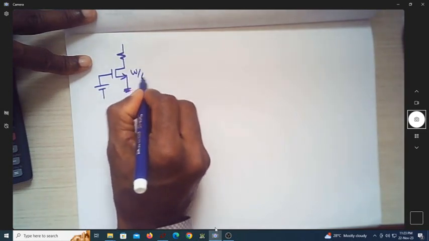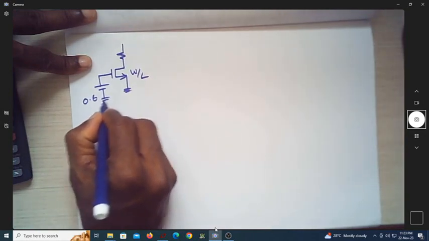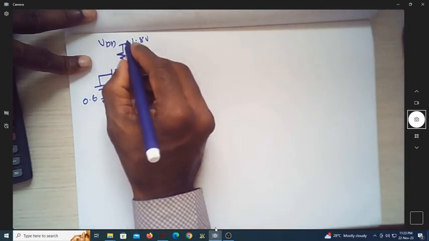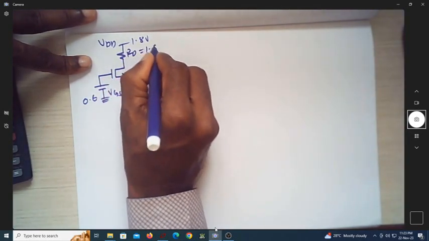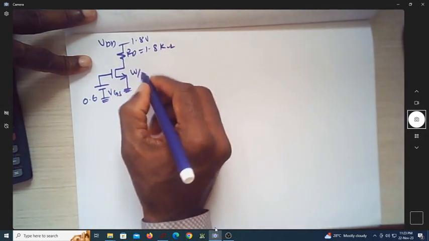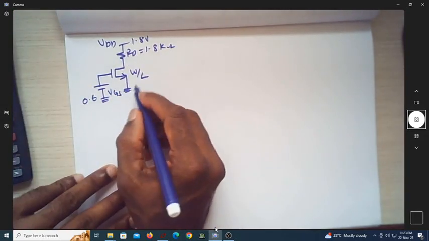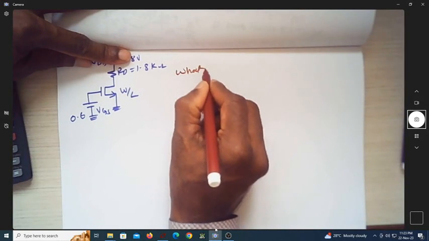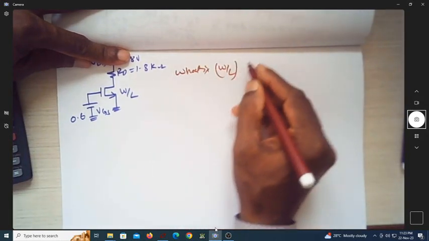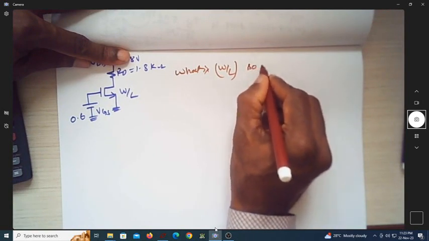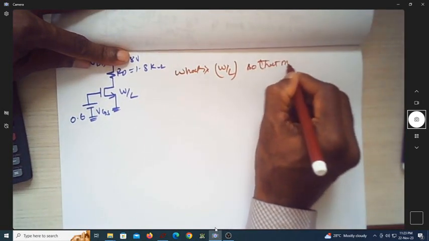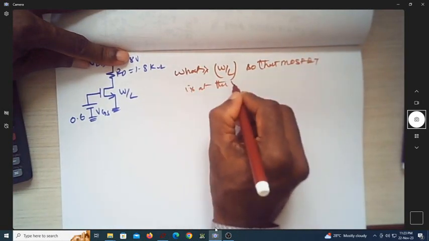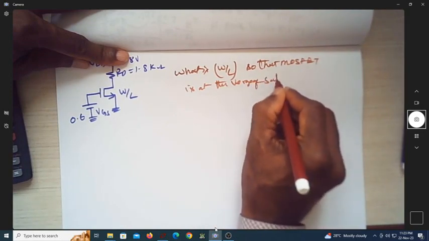This is W by L, this is 0.6 volt, this is 1.8, which is VDD, this is VGS, and again RD. Here the value is given as 1.8 kilo ohms. Of course, here the question is: what is the W by L ratio so that the MOSFET is at the verge of saturation?